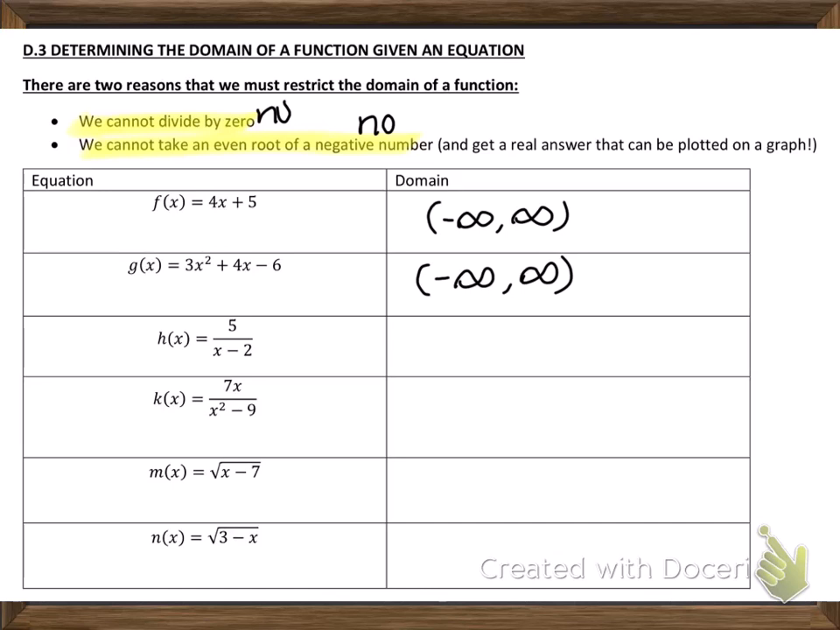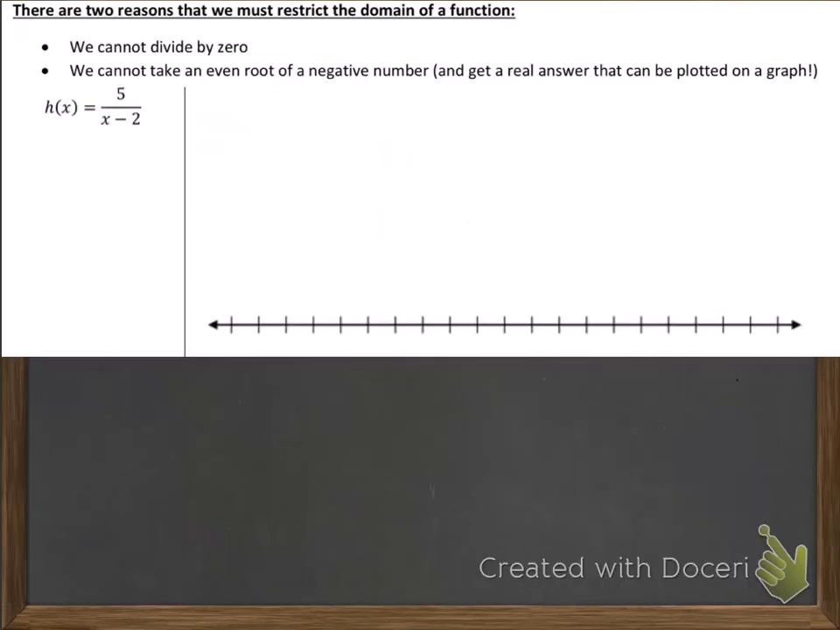So I'm going to do the next ones on separate pages so that we have more room to work. Let's look at h of x equals 5 divided by x minus 2. So all of a sudden we have a variable in the denominator, so we have a reason to restrict our domain. Specifically, we need to say that x minus 2 can't be allowed to be equal to 0. Solving for x, we find that x cannot be equal to 2.